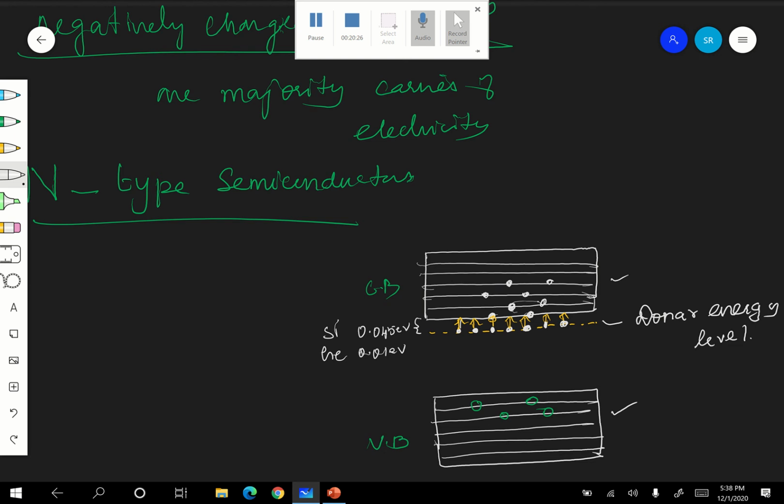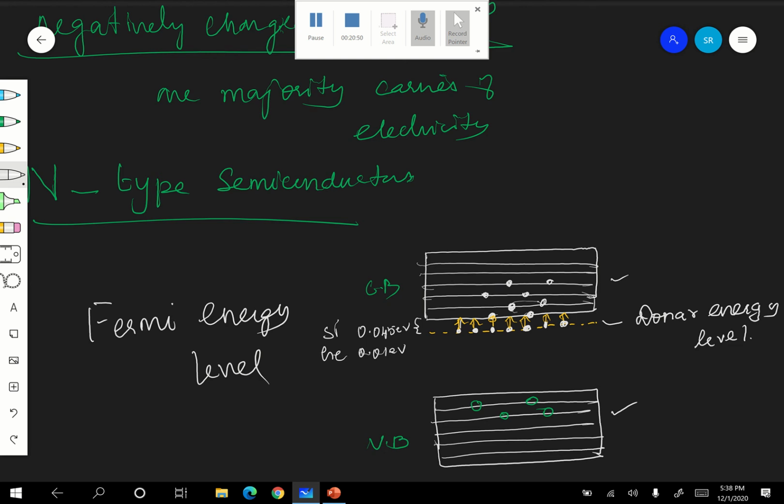Okay, and next I want to tell you about the Fermi energy level. In the case of an intrinsic semiconductor, the Fermi energy level will be exactly halfway between the conduction band and the valence band. I think we have seen this in the previous class. But now, what is the Fermi energy level?